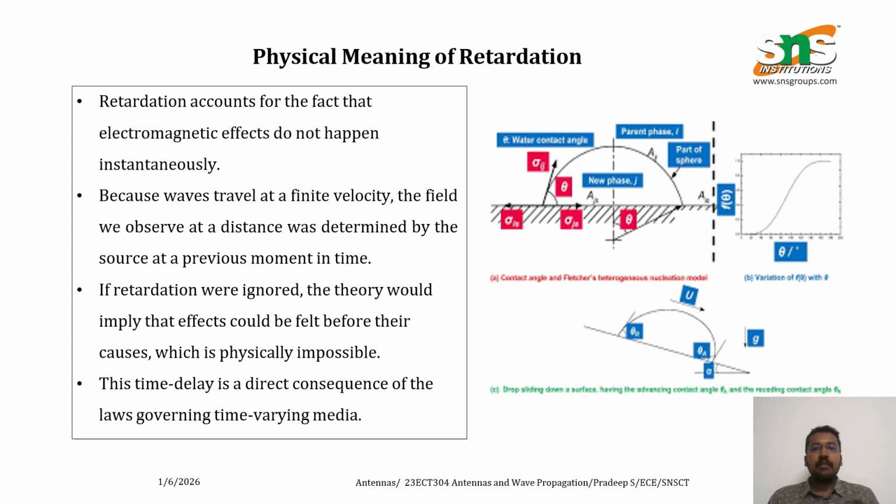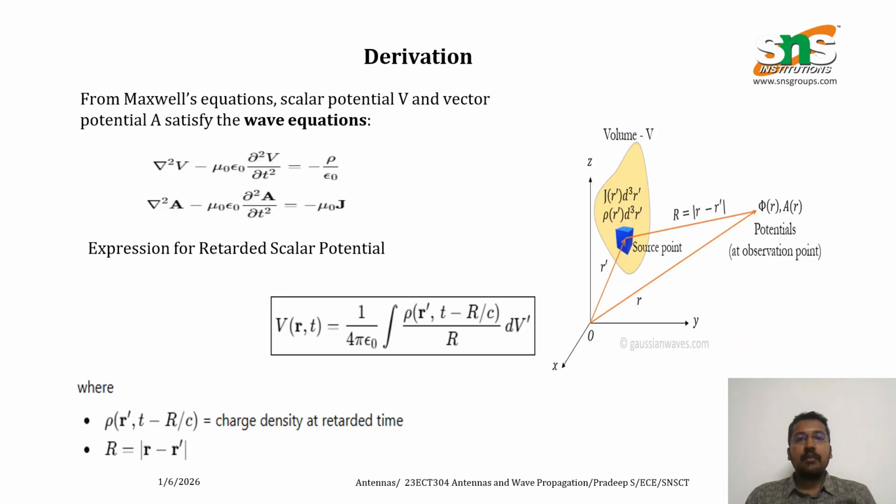Retardation reflects the fundamental fact that electromagnetic fields do not occur instantaneously. Since electromagnetic waves propagate at a finite velocity, the field observed at a given distance is determined by the state of the source at an earlier time. If radiation were neglected, the theory would incorrectly suggest that effects could be observed before their cause, which is physically impossible. These inherent time delays arise directly from the laws that govern time-varying electromagnetic media. The derivation of retarded potentials is given in this slide.